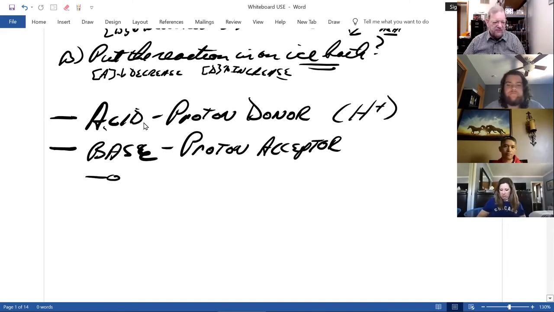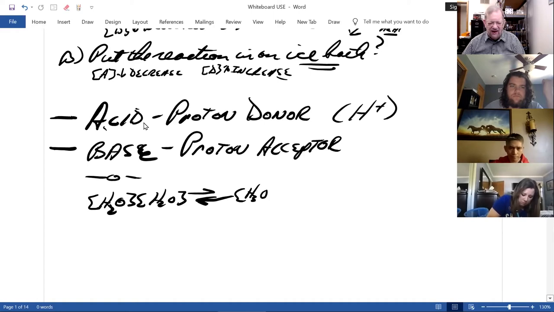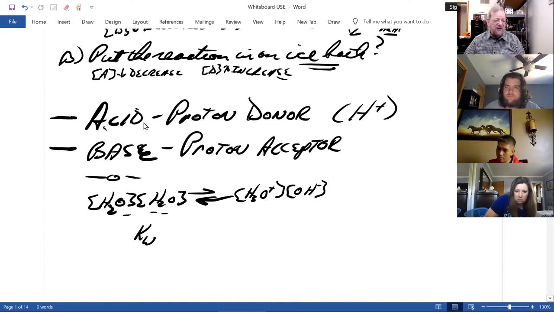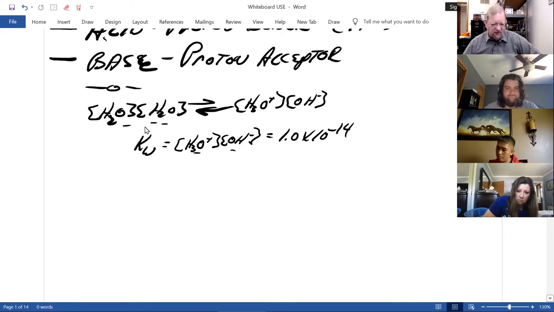All right, now. Since water is in equilibrium with the hydronium ion, this I'll never ask on a test. And this equilibrium is mainly to the left. Since water would throw off any equilibrium constant, they came up with Kw, the ionization constant of water. This will be given to you in important information. At room temperature, the hydronium ion concentration times hydroxide equals 1.0 times 10 to the minus 14.